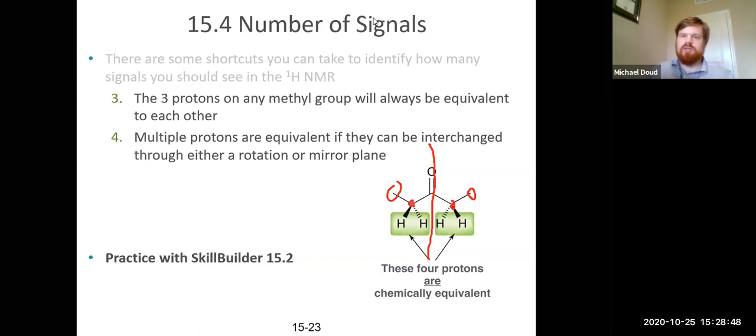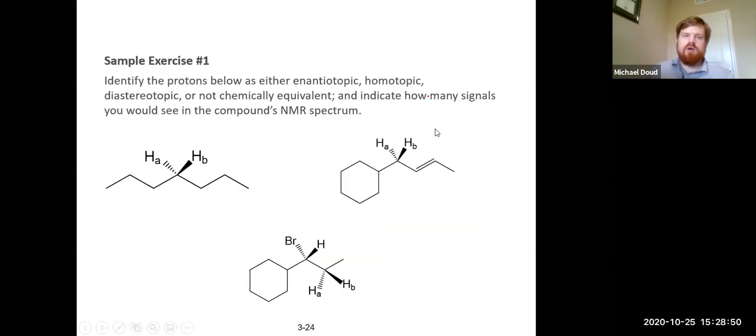Hold on, let me put my annotation. Okay, all right, so now let's go ahead and do this. We've marked these 3 compounds with HA and HB, and this question is particularly about HA and HB. I want you to tell me, are these enantiotopic, homotopic, diastereotopic, or in other ways not chemically equivalent? And then tell me how many signals you would expect to see in that compound's NMR spectrum. So give it a shot. I'll do the first one with you here, so that'll maybe help anyway.